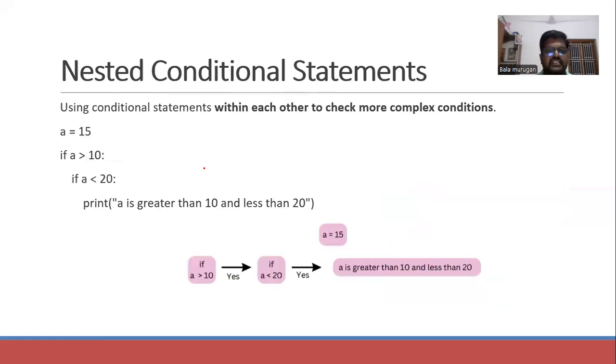The nested conditionals are mainly used to check complex conditions. For example, if a is greater than 10, and a is less than 20. Nested conditionals means inside one if statement you have another if statement. First it checks 15 greater than 10. This is true. The next if, 15 less than 20, is also true. Both are true, so the output is a greater than 10 and less than 20.